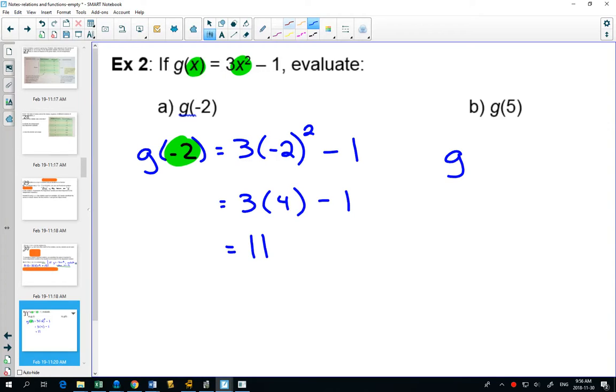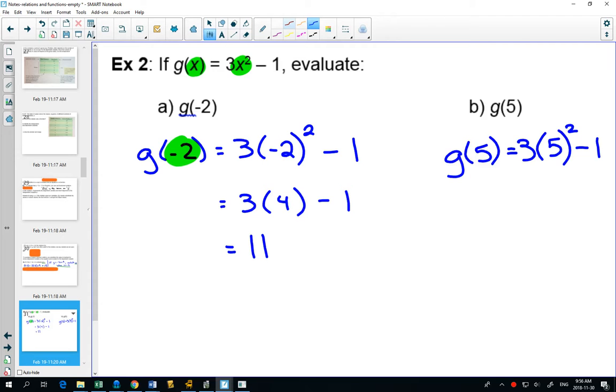G of 5. So g of 5 means wherever there was an x, we put brackets and replace it with a 5. The reason the brackets are important when you substitute a value in is so that you keep things together. Like here, the negative 2 is getting squared. And the number one mistake in the first one is people write negative 4.